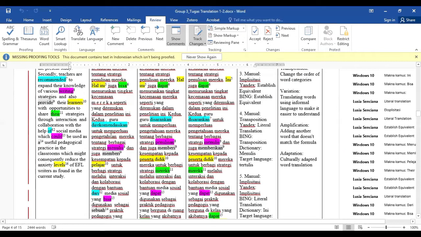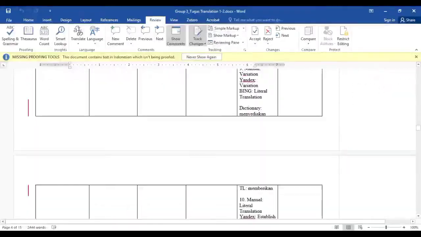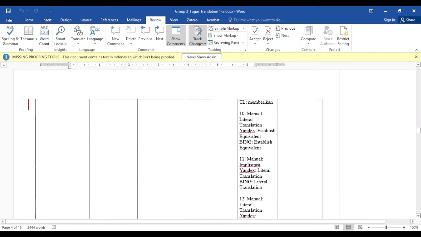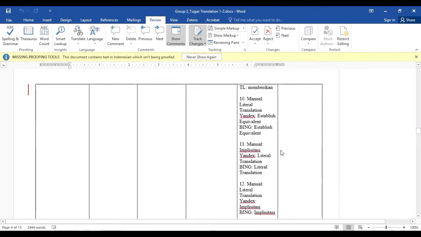The next is number 11. This is there. The meaning of dictionary is mereka. So in the manual translator cannot interpret it, and in the Yandex is mereka. In the Bing translator is mereka. Okay, the method is manual translator using implicitasi. This is add a new word to target language, and in the Yandex and Bing translator using literal translation. This is word by word translation process.